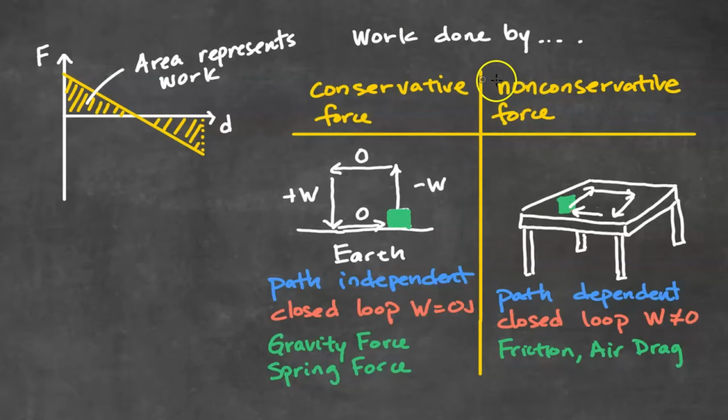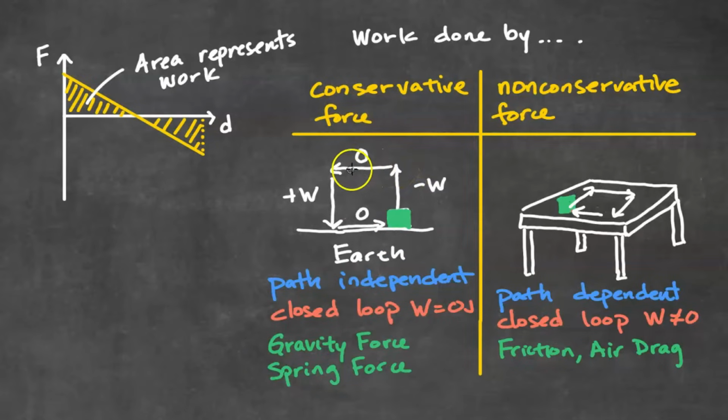Work can be done by conservative forces or non-conservative forces. So we're going to take a moment to compare these two. Work done by a conservative force is path independent. Here's an example. I have a green box that I'm going to lift up, and we're going to focus on gravity force because gravity force is an example of a conservative force. We're going to lift it up. Gravity force will be doing negative work because the object is moving up while gravity force is pushing it down. So the directions are opposite, so the work is negative.